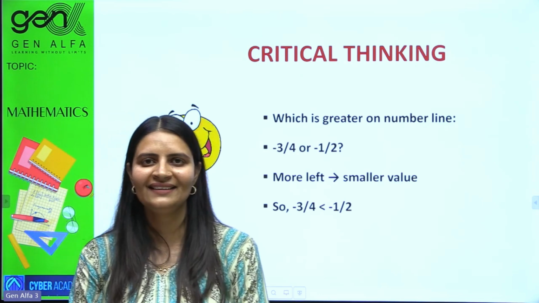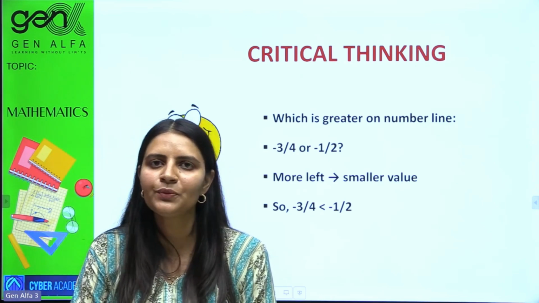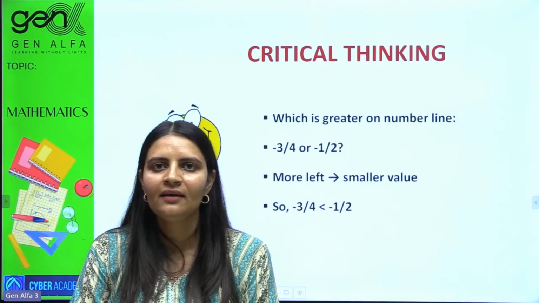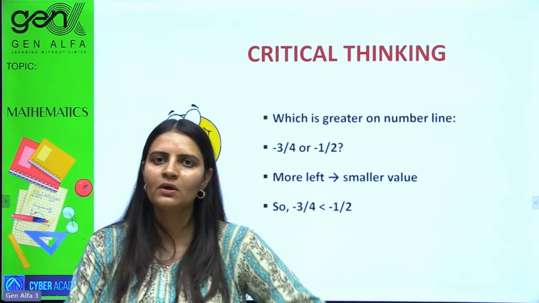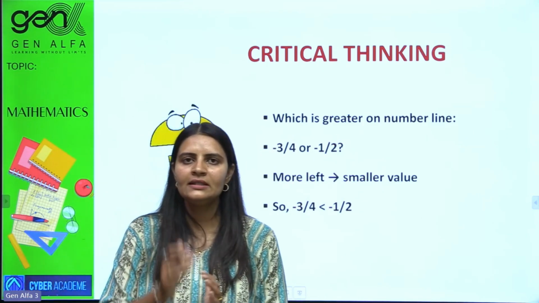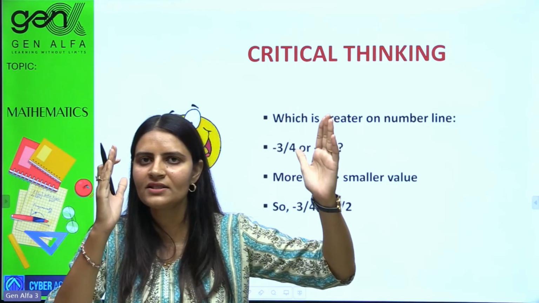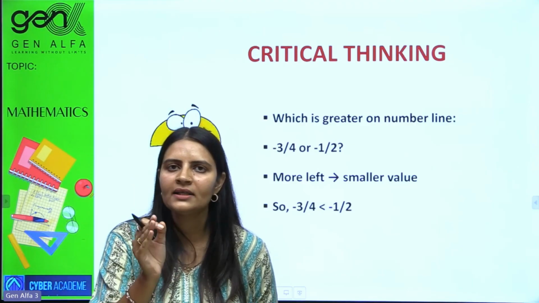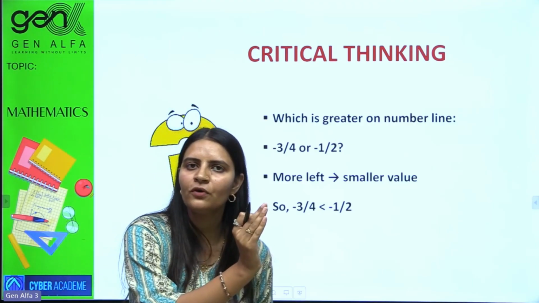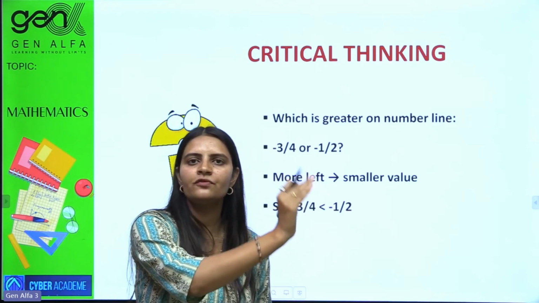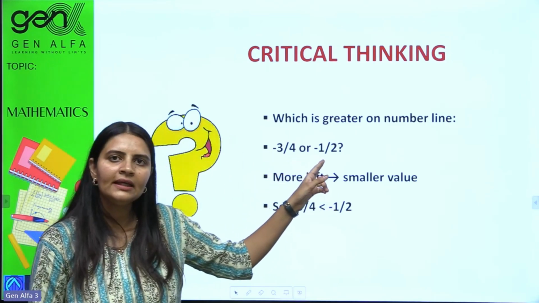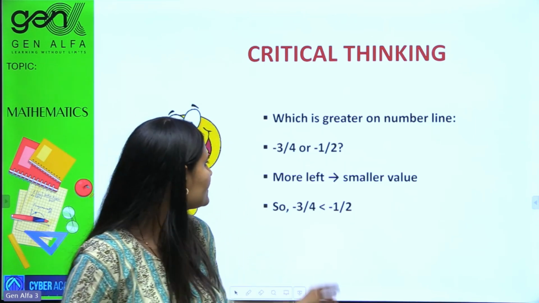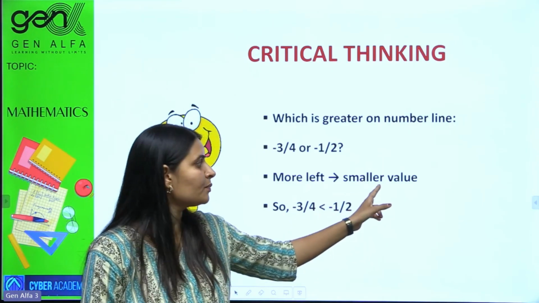You have to draw it. Just draw a number line quickly again. Minus 3 by 4 lies between minus 1 and 0, which means towards the left of 0. Take 0, take minus 1 here, and mark 4 points. Minus 1 by 4, minus 2 by 4 towards the left, and minus 3 by 4. Similarly, you can mark minus 1 by 2. And what are you observing? Yes, more left means smaller value.